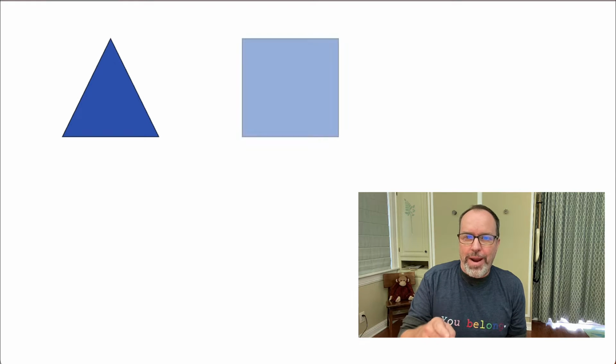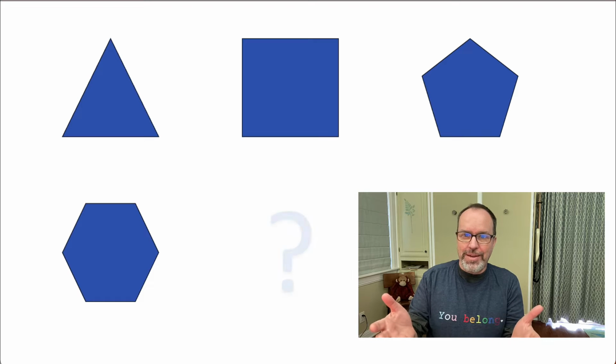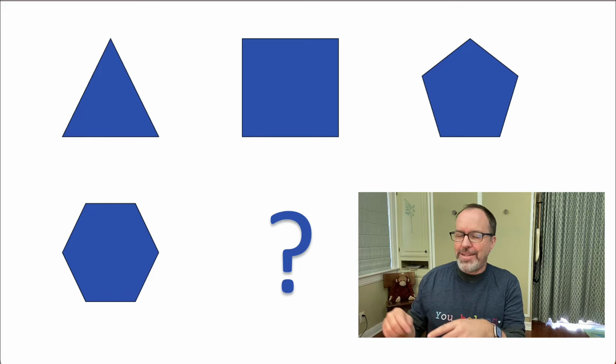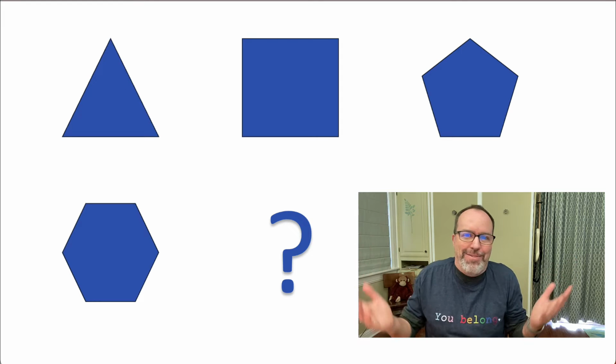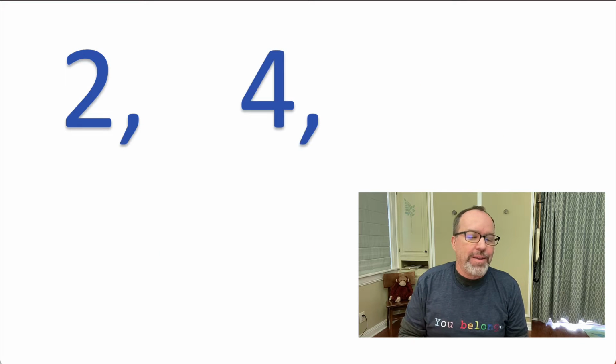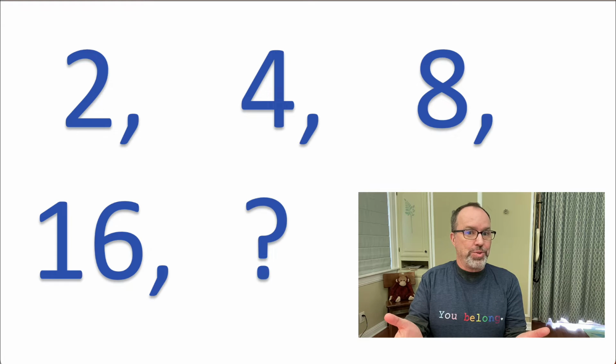How about if I show you a triangle followed by a square and then a pentagon and then a hexagon? You're thinking, what do they call that thing with the 7 sides again? And I have absolutely no idea. How about this pattern? 2, and then 4, and then 8, and then 16. You're thinking about the number 32, right?